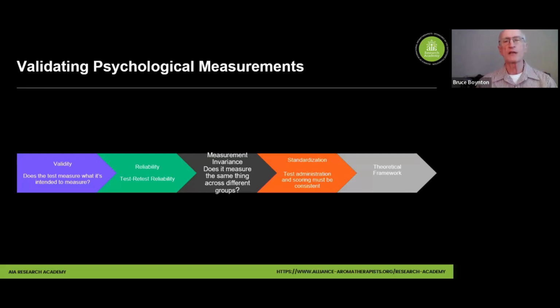Standardization. The test administration and scoring must be consistent. For instance, if everyone gives the test differently and they score it differently, well, you have no reliability or confidence in that test. And finally, the theoretical framework. Does the test comport with what we know about depression or what we know about anxiety or what we know about pain?